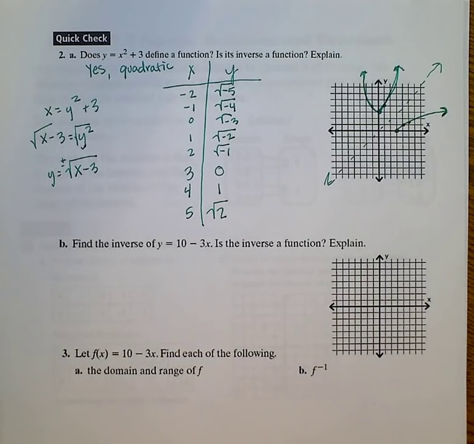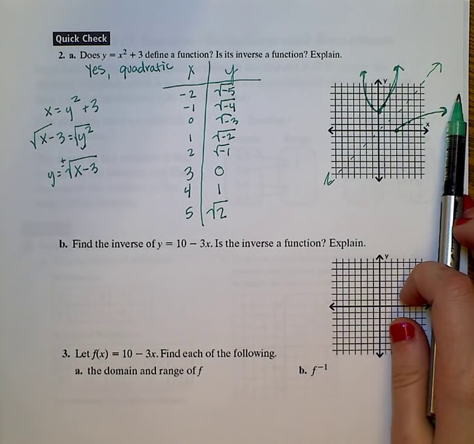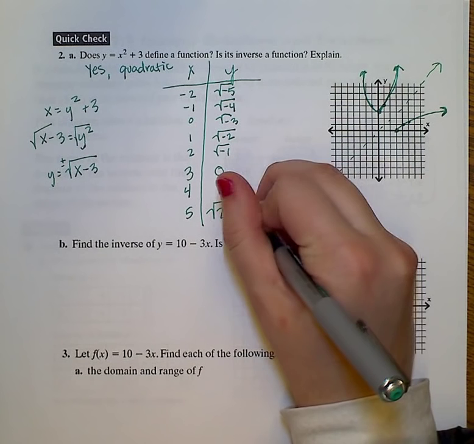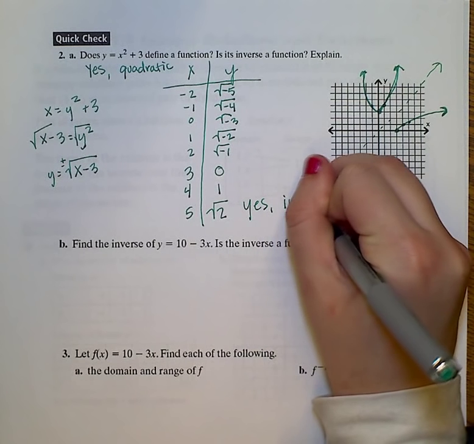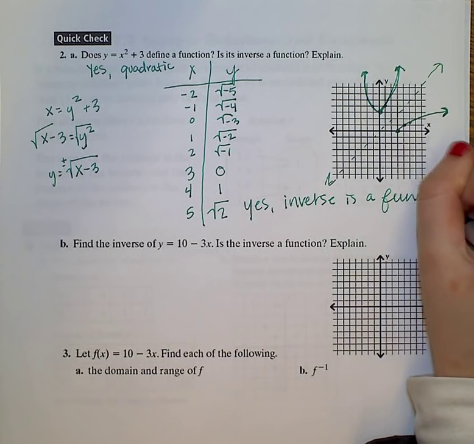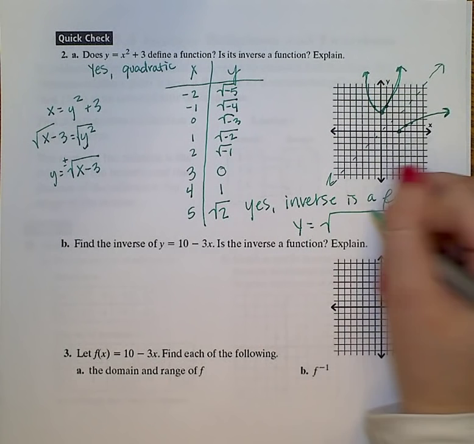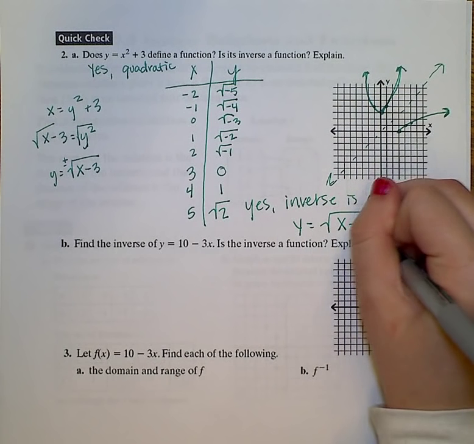Alright, so the question now is, is this inverse graph a function? Okay, since we are just taking the principal root, so we're only taking the positive answers, then for each x we only get one y value. It does pass the vertical line test, so we can say that yes, the inverse is a function. And again, we can write that as y equals just positive the square root of x minus 3.